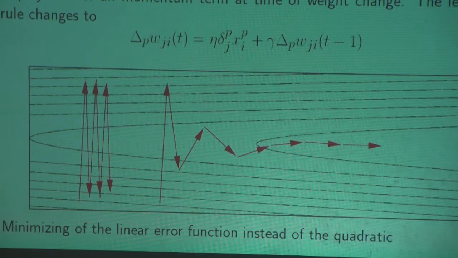And now the idea to prevent this extreme oscillation is to get a behavior like that. How can this be achieved? People used a so-called momentum term. What is a momentum term? You know what momentum is in physics.